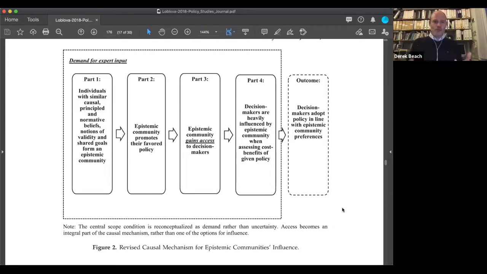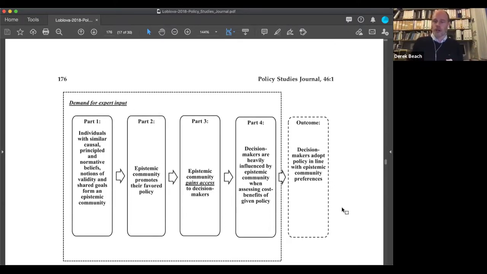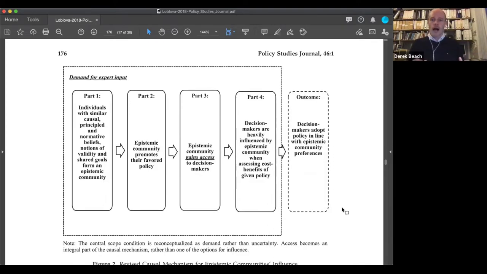This was the question that Olga took up: how do I get from A to B? There could be multiple different ways you could get from A to B, but one plausible way was her argument, which she published in the Policy Studies journal, not a bad journal. She was saying, okay, we have a cause, an epistemic community is formed, and then the outcome, influence. And then how does it work? This is the final theory in her article.